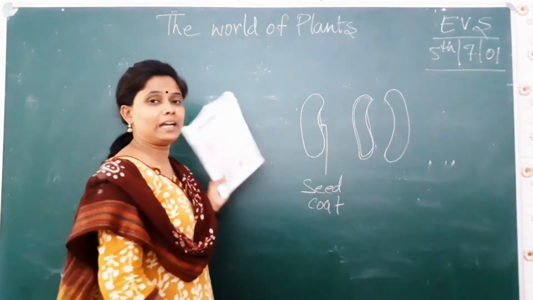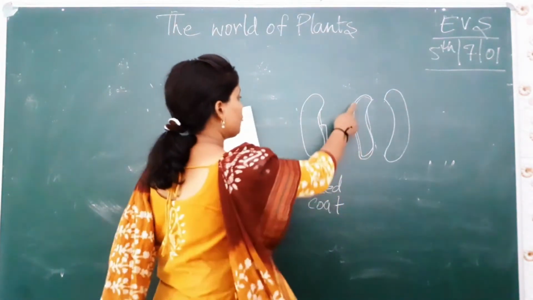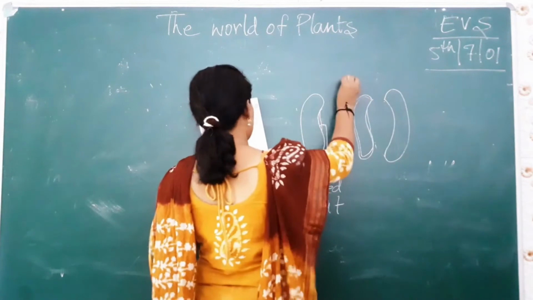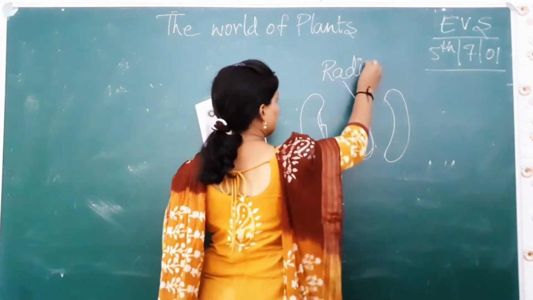Have you ever eaten a banana? You always peel it off. It's like a peel, and it is called the radicle. What do we say this as? Radicle.